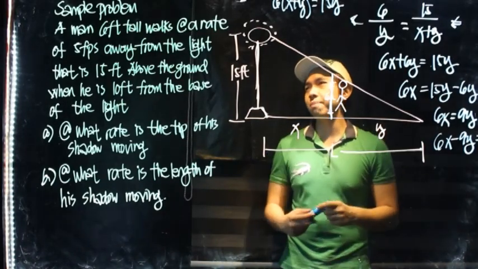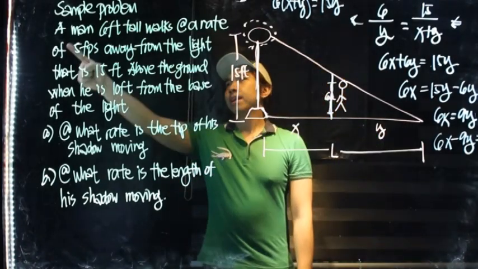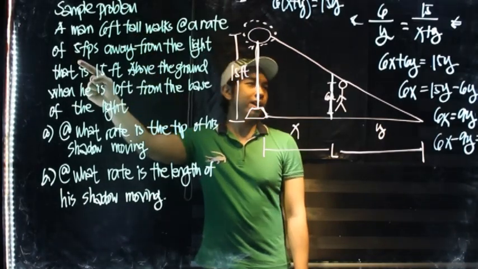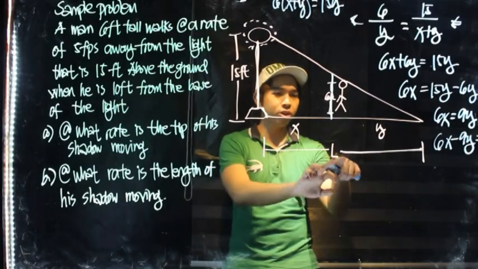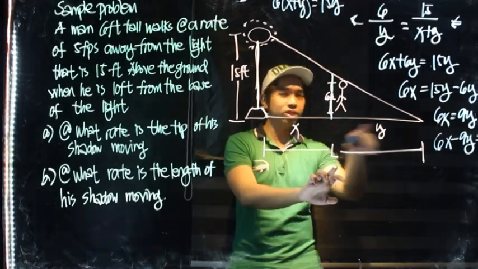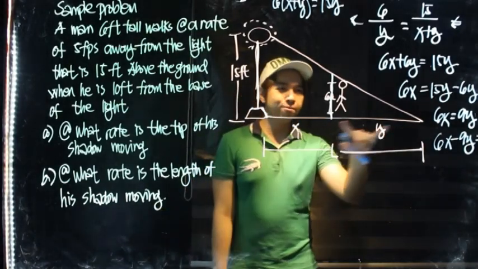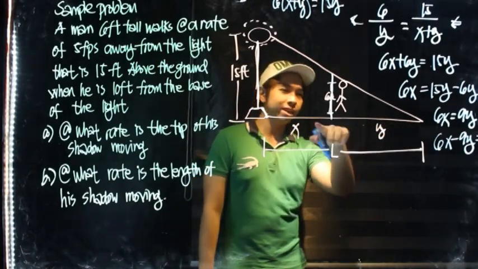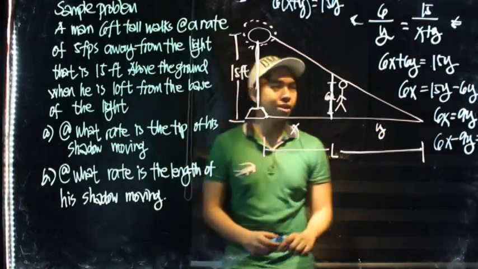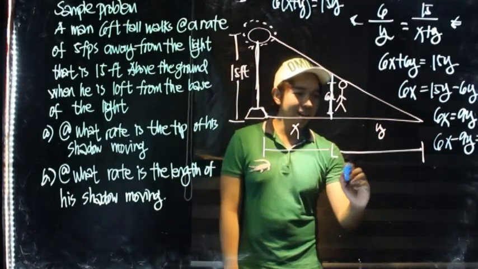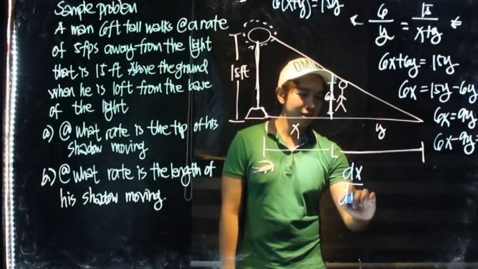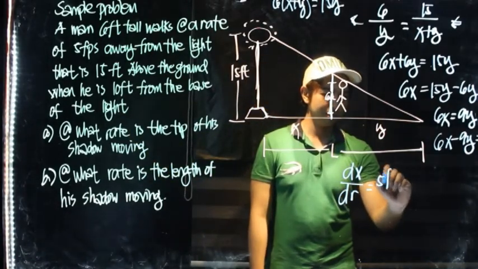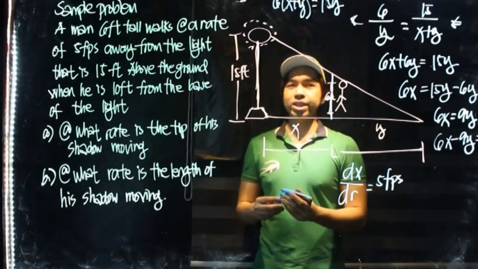So we have here two parameters. The first here is the man, 6 foot tall, walks at the rate of 5 foot per second. That means the shadow moving or his distance moving. So that would be our rate for moving this. For this case, we're calling this x, so we'll have here dx over dr, which would be our 5 foot per second. And that would be our hidden parameter.